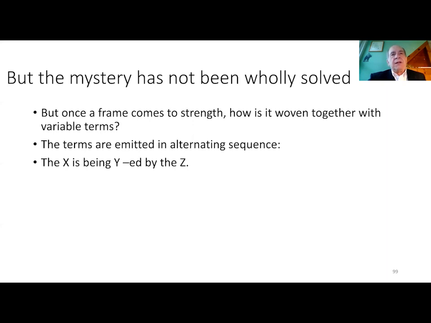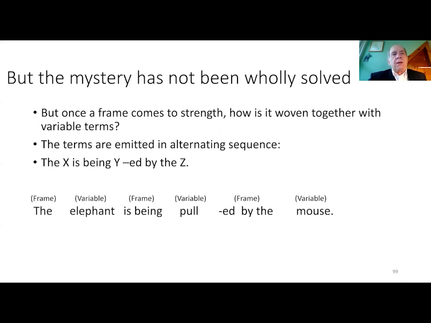The X is being pulled by the Z. You've got to put the right X in the right position. It matters who's pulling whom. You can't stick your variable terms in the wrong place. So it's not simply a matter of knowing a frame. The variable elephant is being pulled by the variable mouse. So frame variable, frame variable, frame variable are alternating, and it's an extremely complex performance.